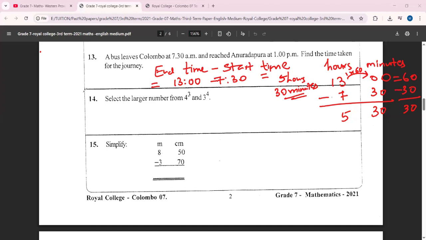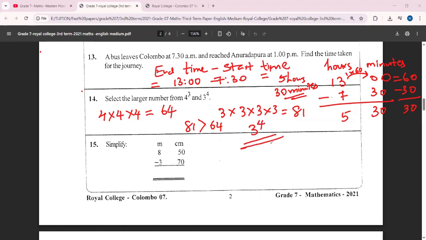And here on the 14th question, you have to select the larger number from 4 to the power 3 and 3 to the power 4. 4 to the power 3 is 4 into 4 into 4. 4 into 4 is 16, and 16 into 4 is 64. And 3 to the power 4 is 3 into 3 into 3 into 3. 3 into 3 is 9, 9 into 3 is 27, and 27 into 3 is 81. So 81 is greater than 64. Therefore, the larger number is 3 to the power 4. You just have to select the larger number.